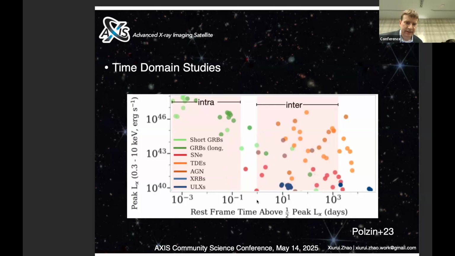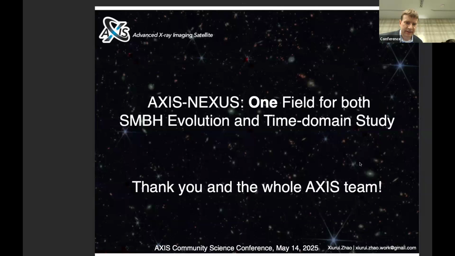So this figure shows you the peak luminosity of those significant variable sources as a function of the rest-frame time that's above half of their peak luminosity. So we need almost 3 years of rest-frame observation time to measure as many sources as we can. To conclude, we hope we can persuade you that in this one single field, we can do both supermassive black hole evolution and time domain study. And thank you.